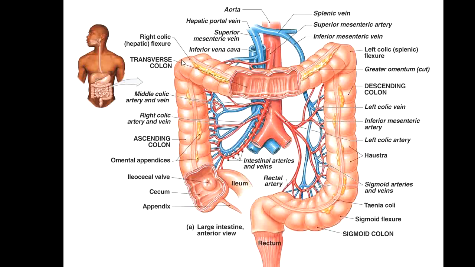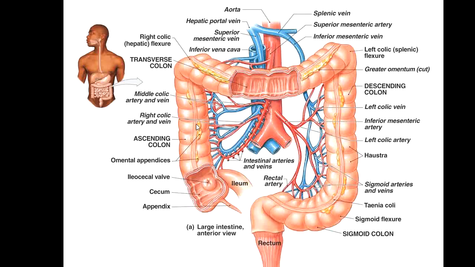This flexure is in proximity of the liver. That is why this is called hepatic flexure, and this flexure is in proximity with the spleen. That is why this is called splenic flexure. Above this, the spleen is present, and above this, the liver is present.